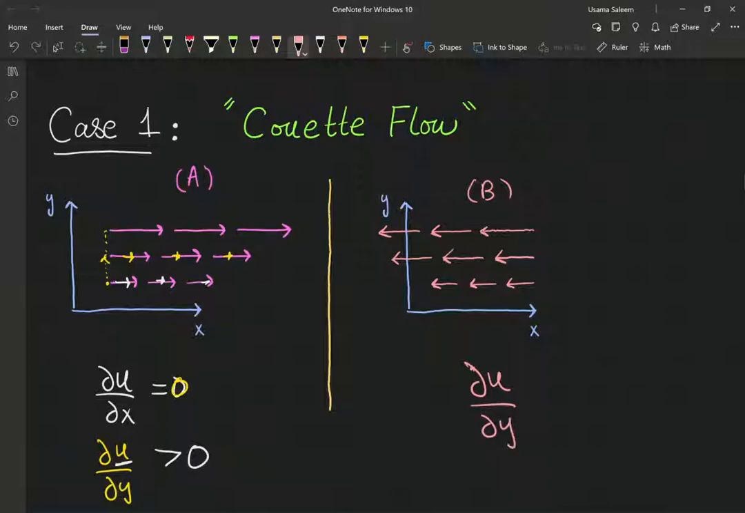And give this one a try, and I hope you guys will see that this one is moving in the opposite direction. So the change is going to be, the respective signs are going to be opposite.